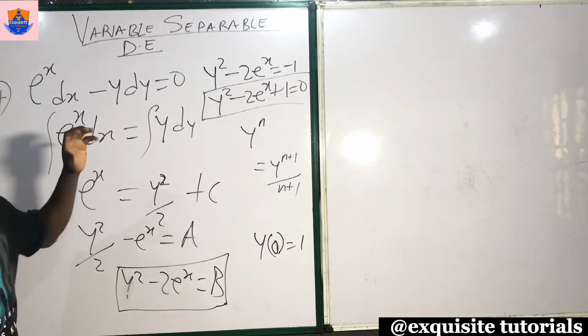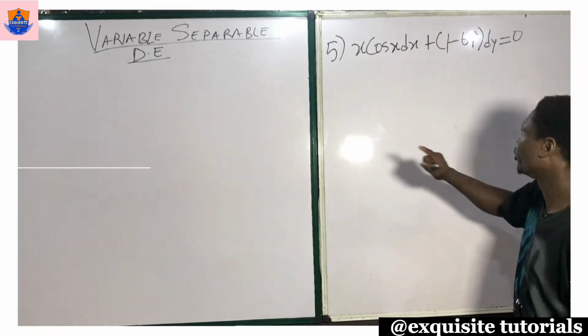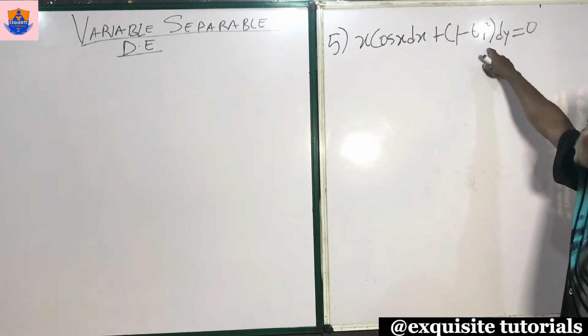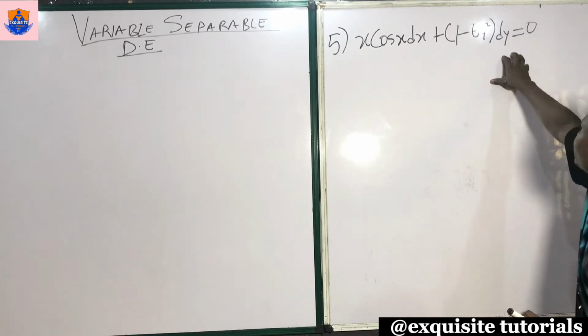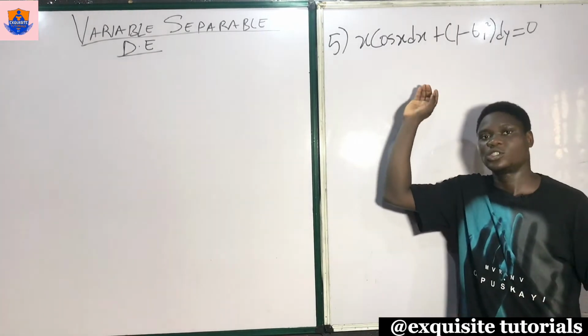Now let's move to the last question for this video. Alright, this is our last question for this video. We have x cos x dx plus (1 minus 6y squared) dy. Now these they've already separated variables. Wow, I love this. We are going to carry out what we call integration by parts.